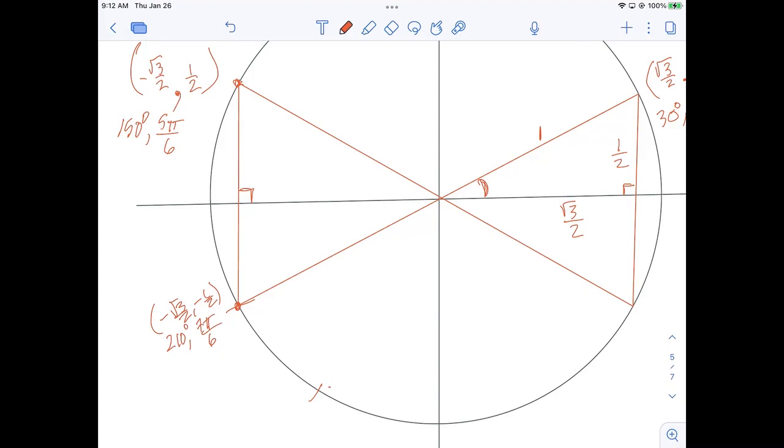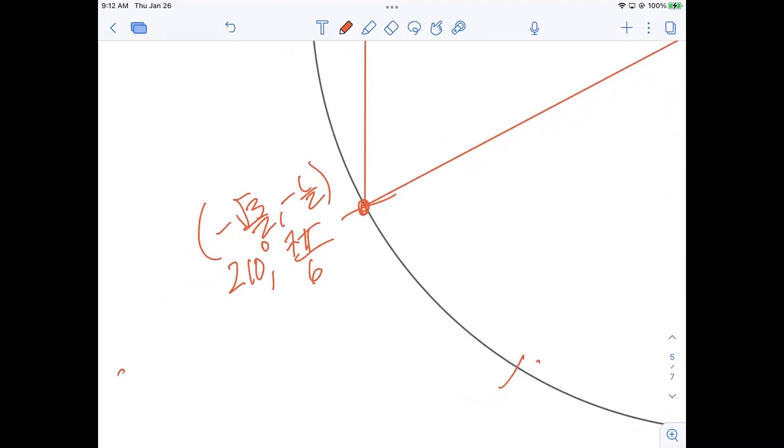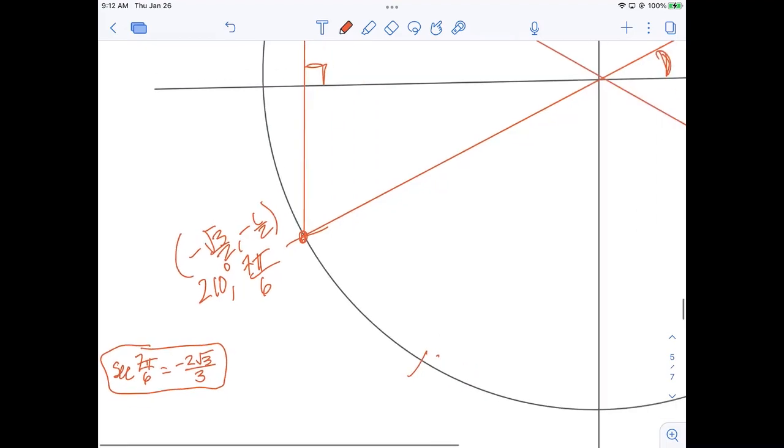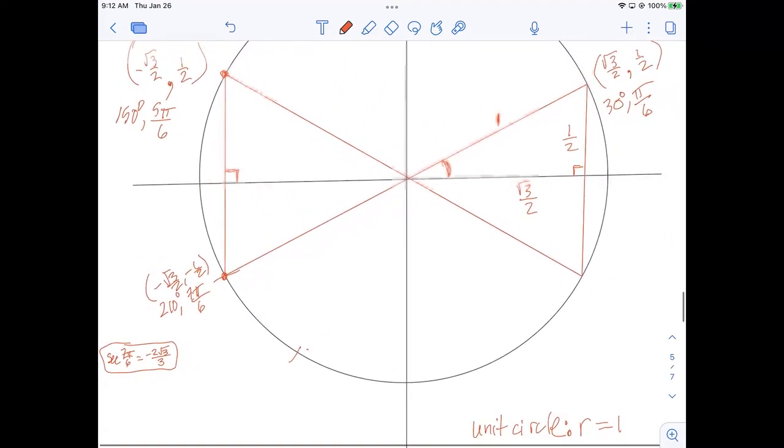That one's kind of hard to visualize. Just real quickly off to the side here, the secant of 7 pi 6 is negative 2 square root of 3 over 3. Flip it, rationalize it. You should be able to do these in your head with a little bit of practice. Flip it and rationalize it. But notice it's another pi 6 reference angle.